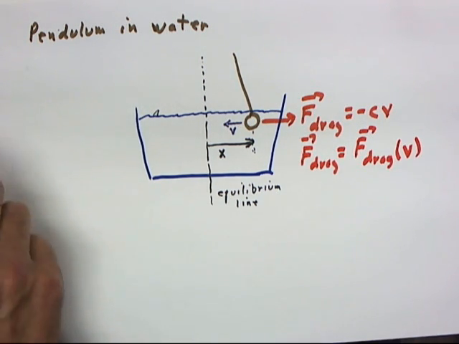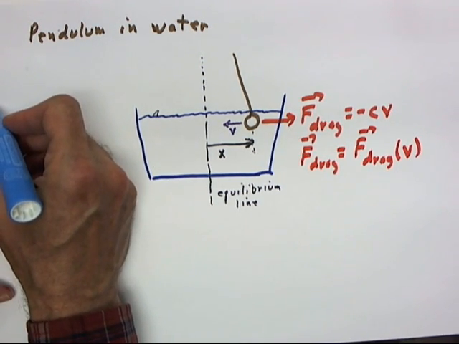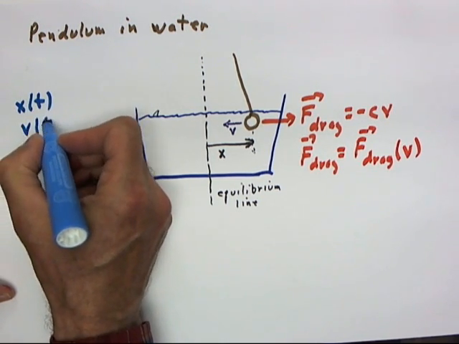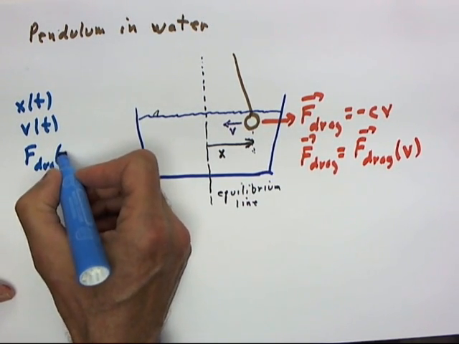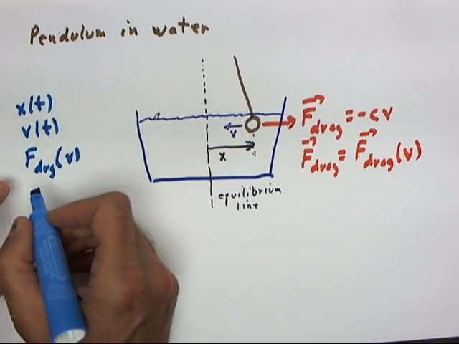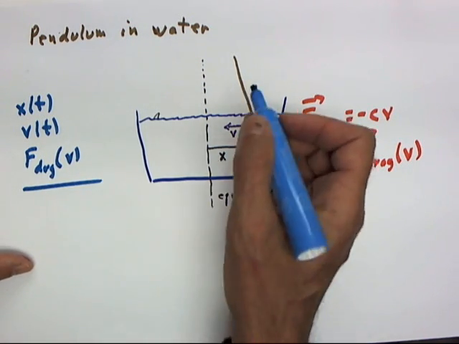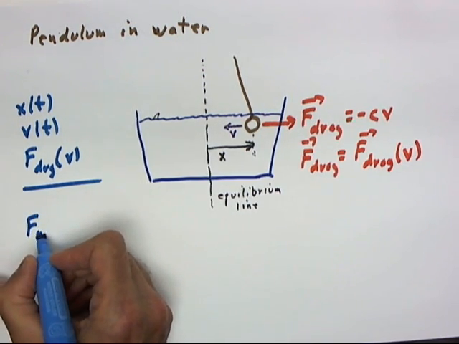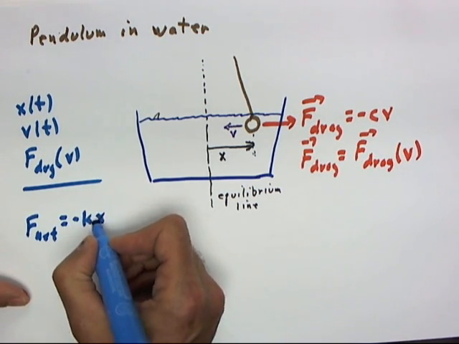Okay, so we have our function x of t, our function v of t, and our function F drag of v. Left the v out of drag, but you can identify what this means. Okay, now if the pendulum did not have the drag force, of course, then we would have net force on the pendulum of negative kx.